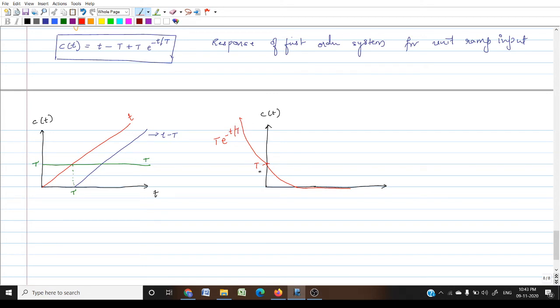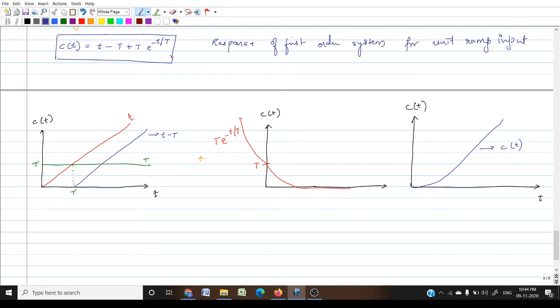Now when we combine these two graphs, we will have this response curve, c of t. My response curve will look something like this. This is a simple parabolic. Initially, there will be small non-linearity. Later, this curve becomes almost linear. This is c of t. This is how we will plot the c of t.